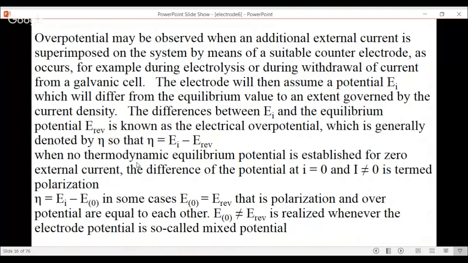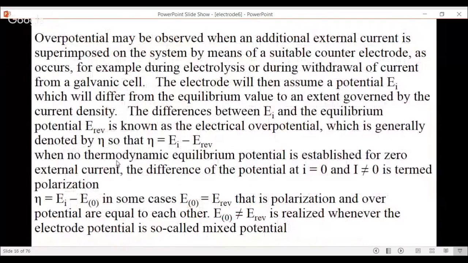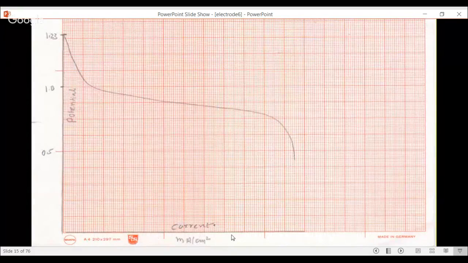When no thermodynamic equilibrium potential is established for zero external current, the difference in the potential, where I is not equal to zero and IC is not equal to zero, is termed polarization. This is a polarization curve, because here we are drawing some current. You can see the potential is drawn as a function of the current. The x-axis is the current density, the y-axis is the potential.